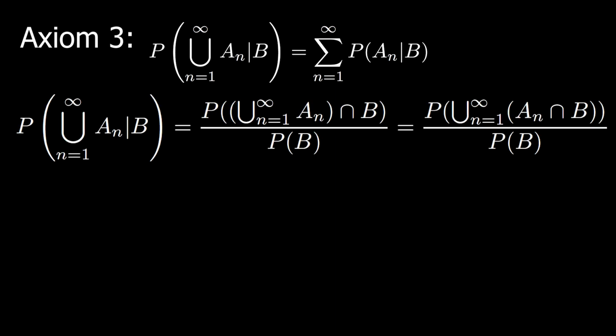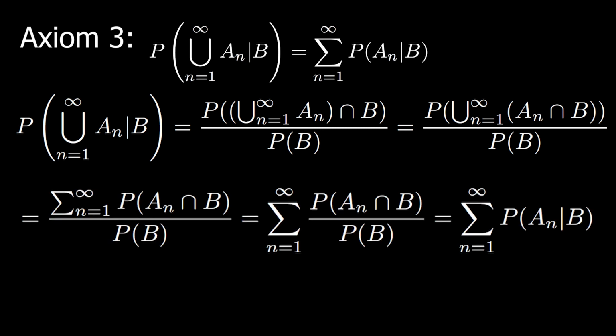Observe P of a union of disjoint events A1, A2, and so on, given B. Use the definition of conditional probability. Use the distributive law between the union and intersection. Since all the A's are disjoint, the A's intersected with B will also be disjoint. Use the third axiom for our already established probability measure. Now do a few short manipulations, and then the definition of conditional probability to get what we are looking for.